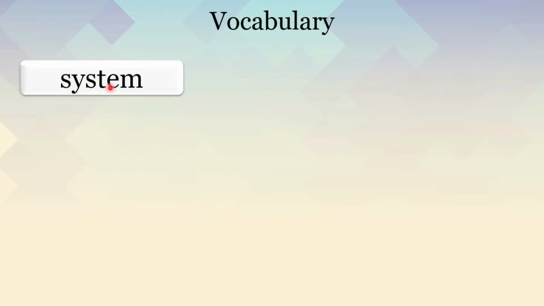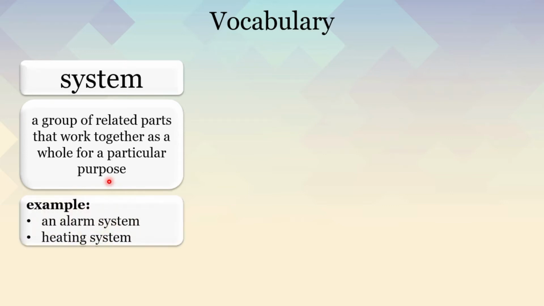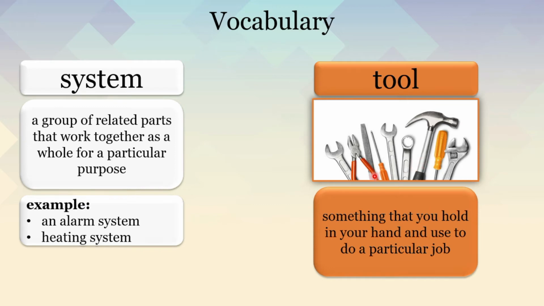System. A system is a group of related parts that work together as a whole for a particular purpose. For example, an alarm system or a heating system. Then we have tool. These are tools. A tool is something that you hold in your hand and use to do a particular job.